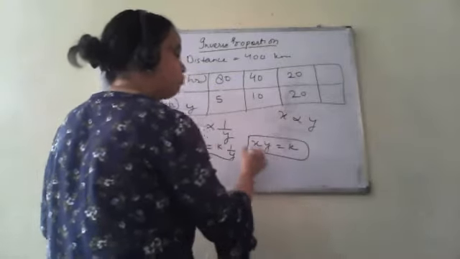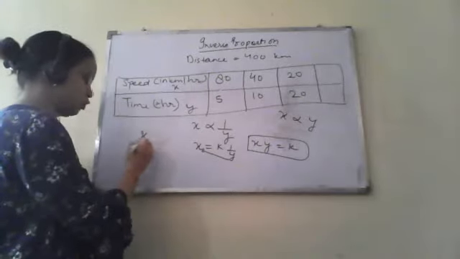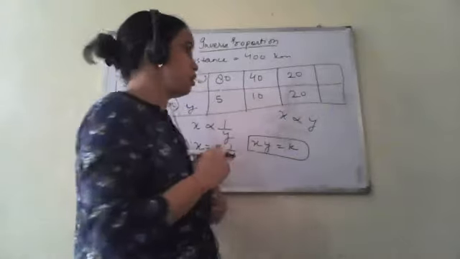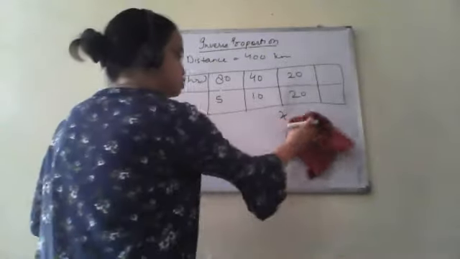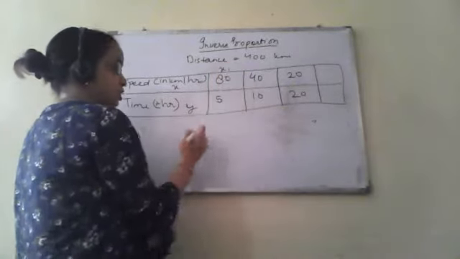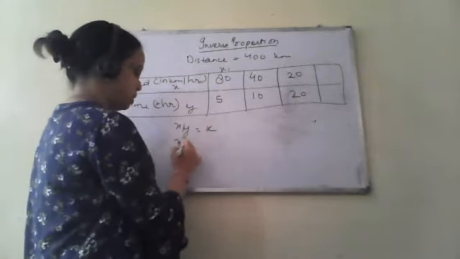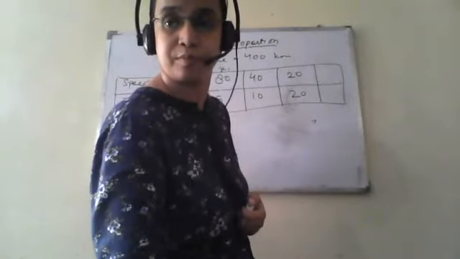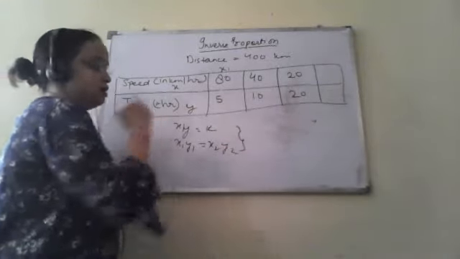So this is the basis of inverse proportion. Like in case of direct proportion, their ratio was constant. What happens in the inverse case? Their product is constant. So this thing is clear to you. Now this xy equals a constant or a fixed value, say k. So it becomes x1 y1 equals x2 y2. So this x1 y1 equals x2 y2. This is our inverse proportion.